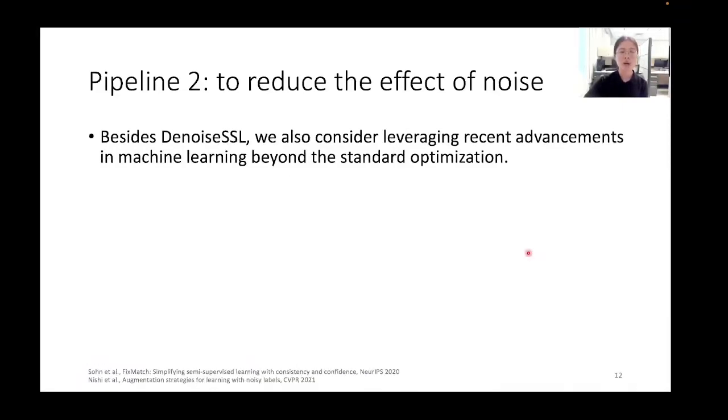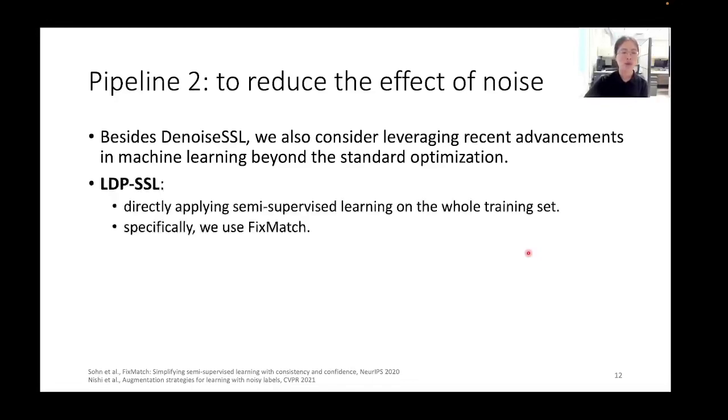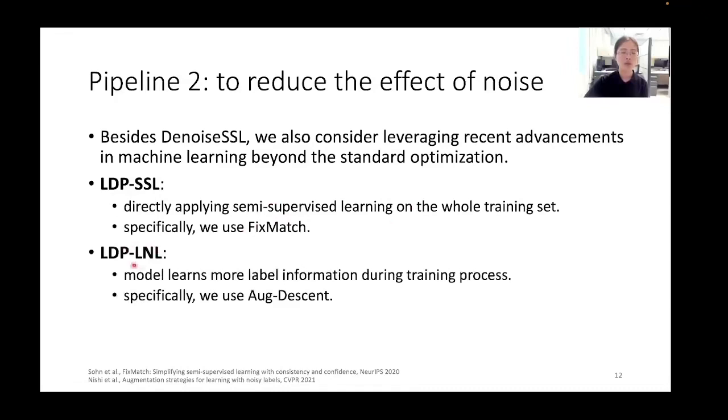Besides denoise SSL, we will also consider directly leveraging recent advancements in machine learning beyond the standard optimization. We consider LDP SSL, which directly applies semi-supervised learning on the whole training set. Specifically, we will use FixMatch. We also consider LDP LNL, which will use techniques from learning with noisy labels. This is because the model can learn more label information during the training process, and learning with noisy label techniques can leverage such label information. Specifically, we will use ArcDescent.